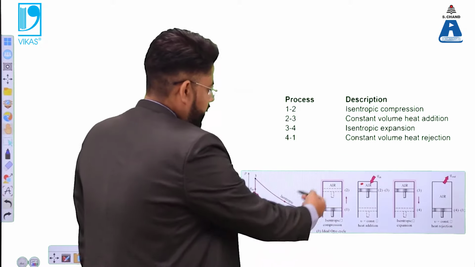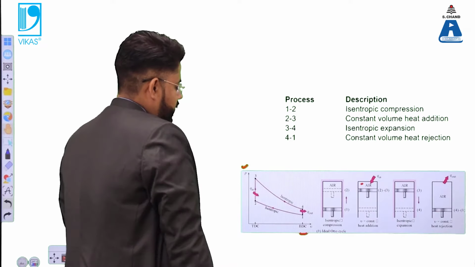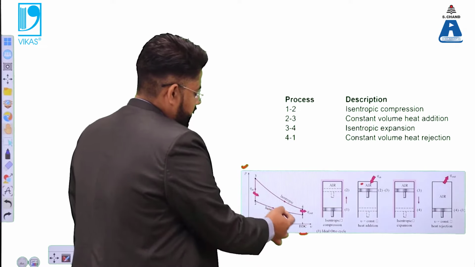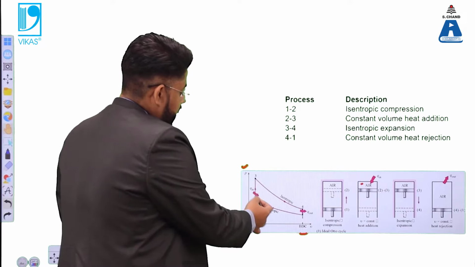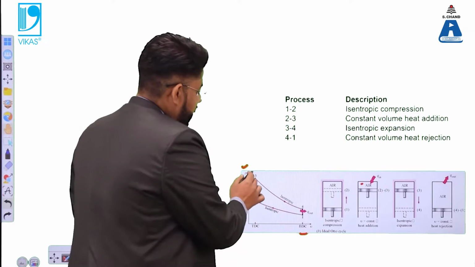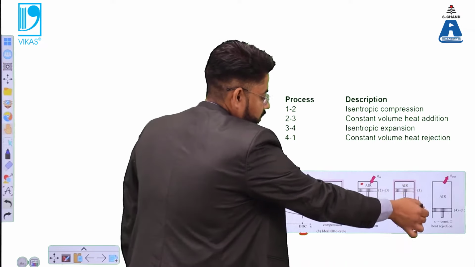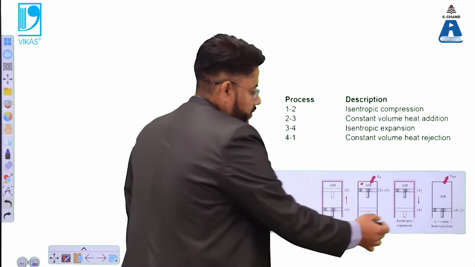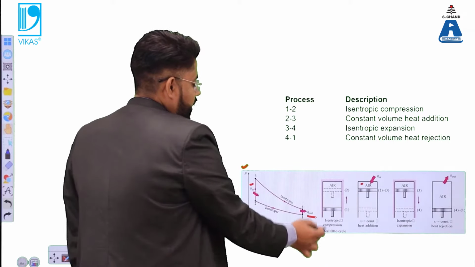We can represent this with the help of this PV diagram. This PV diagram indicates this process, in which you can see that from 1 to 2 there is isentropic compression, and from 2 to 3 the heat is being added. So Q in indicates that the heat is being added. Then from 3 to 4 there is isentropic expansion, which is this part, and from 4 to 1 the heat is ejected out, that is Q out.